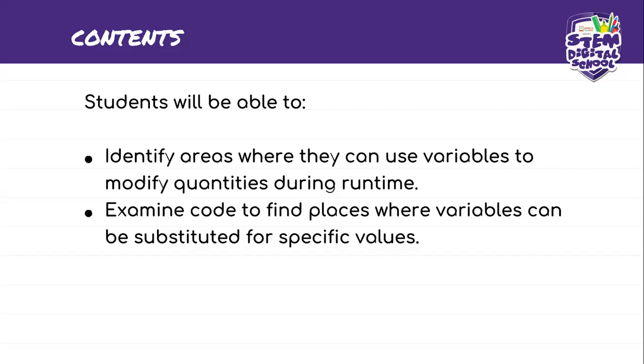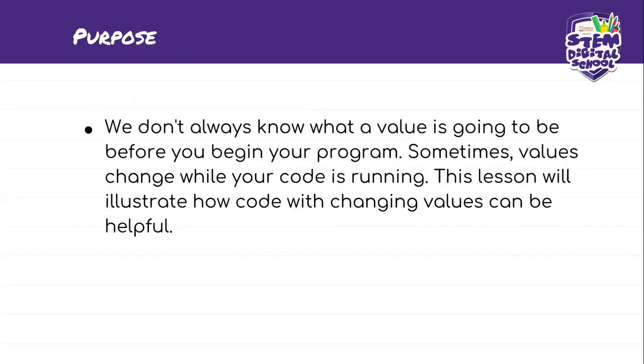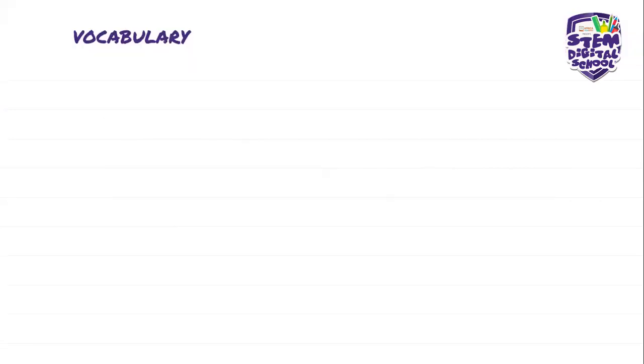Okay, guys. So what is the purpose of all these variables? We don't always know what a value is going to be before we begin our program. Sometimes values change while your code is running. This lesson will illustrate how code with changing values can be helpful. Okay, so that is the purpose for today.